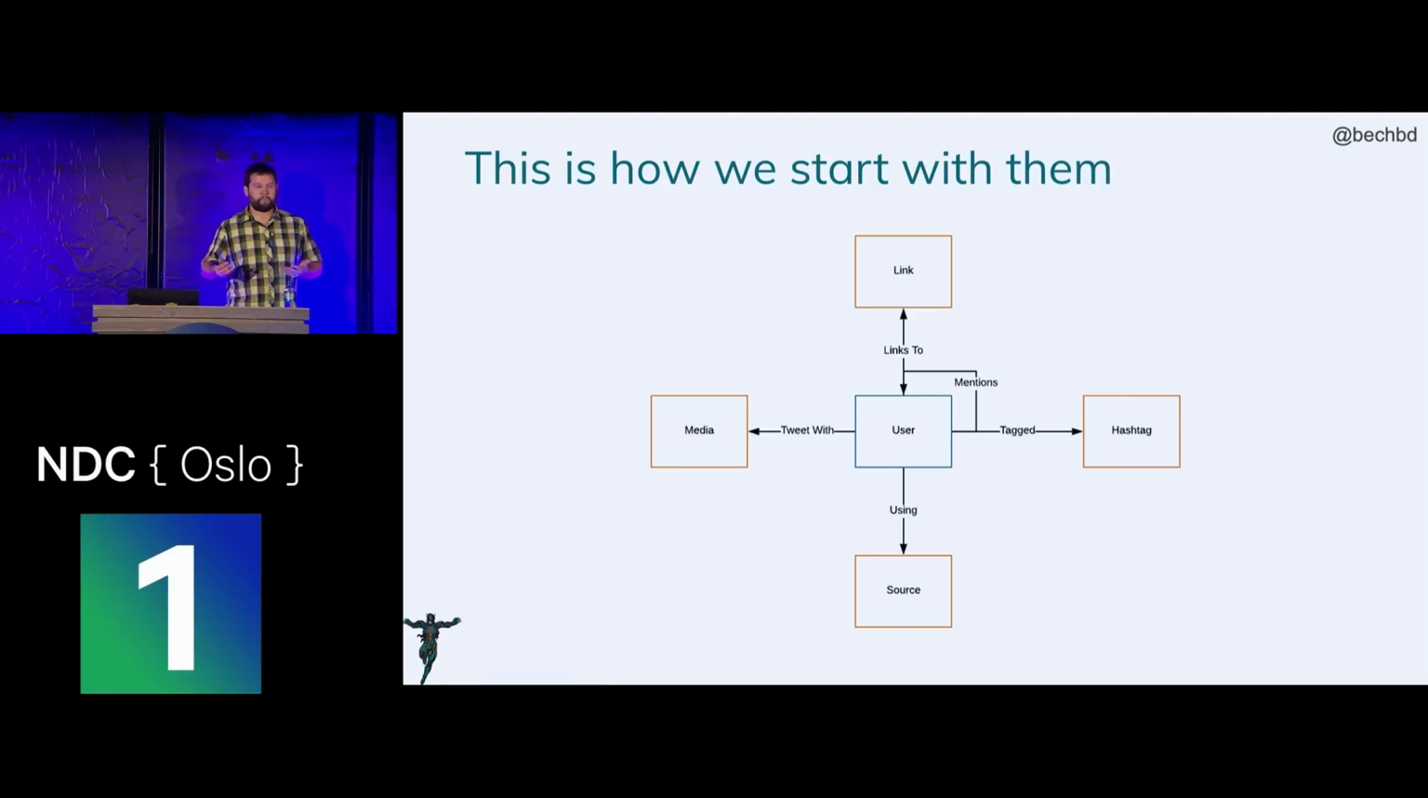So what do graph databases look like? Well, when you start with them, they look like this. They look like any other conceptual data model you go build. This is actually a conceptual data model for Twitter. You have a user at the center. That tweet has links to it. They have hashtags, there's sources, there's media, and they're all interconnected with one another.